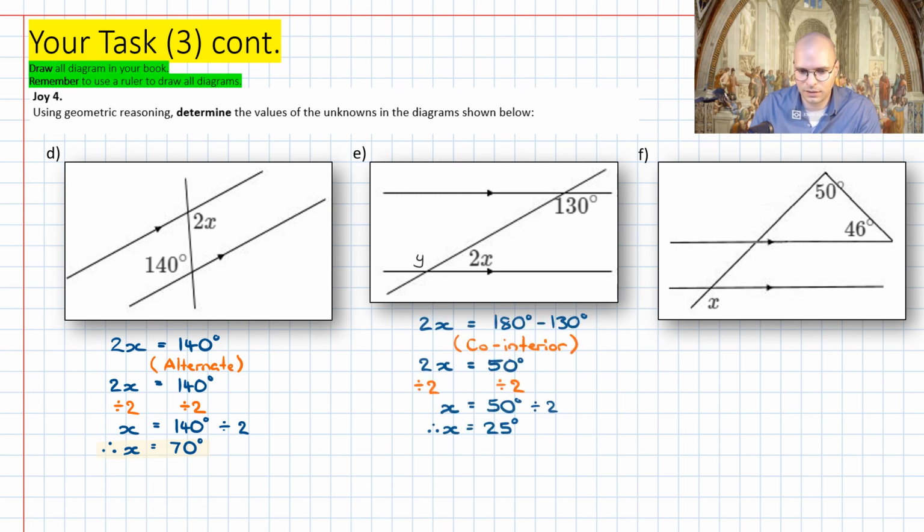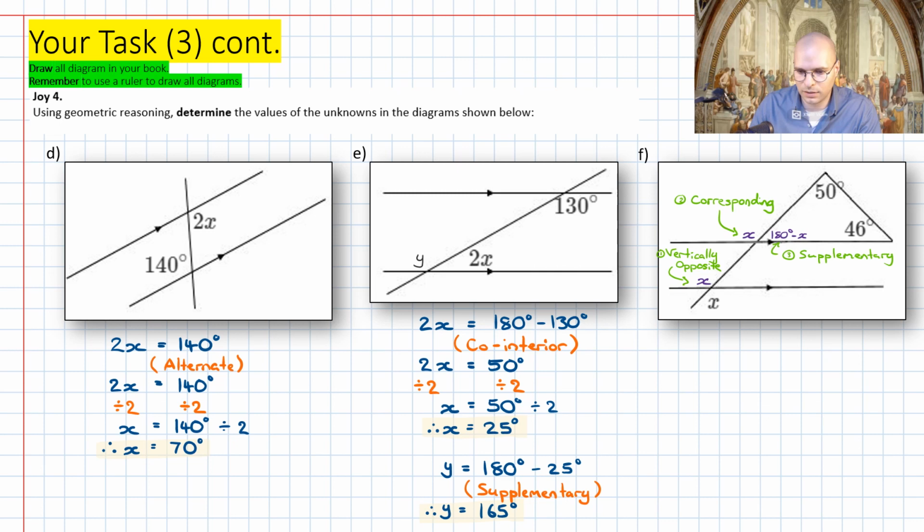E. X is equal to 25 degrees. This is first done by determining the value of 2x using the cointerior relationship and then dividing by 2, after which you can discover the value of y. This is through the supplementary angles relationship.